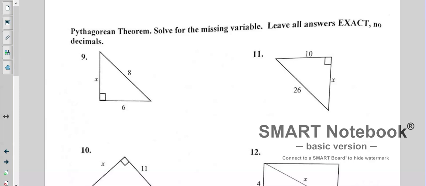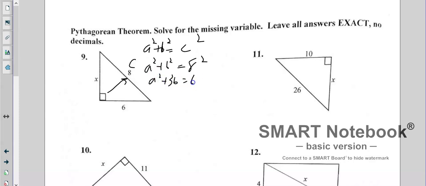All right, Pythagorean theorem. As I've suggested, I think you should always write a squared plus b squared equals c squared first, and identify where your c is. Some of you are still having trouble, just throwing the 2 numbers you see in. A lot of people on the quiz were doing 6 squared plus 8 squared equals c squared. Identify that c. So in this one, it's going to be a squared, or x squared, doesn't matter, plus 6 squared equals 8 squared. A squared plus 36 equals 64.